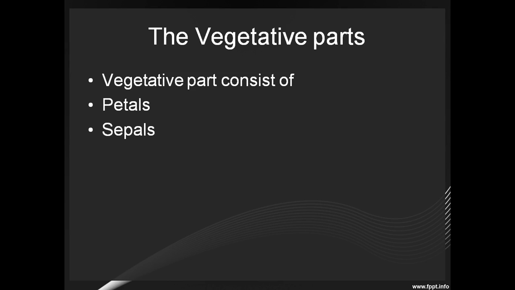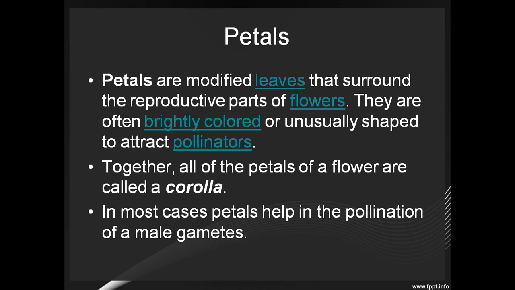The vegetative parts. Vegetative parts consist of petals and sepals. Petals are modified leaves that surround the reproductive parts of flowers. They are often brightly colored or unusually shaped to attract pollinators. Pollinators may be insects, may be animals, may be humans, anything. Together, all of the petals of a flower are called the corolla. In most cases, petals help in the pollination of the male gametes.